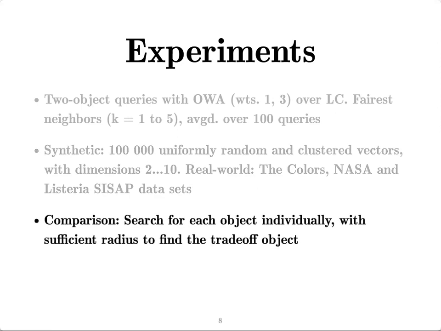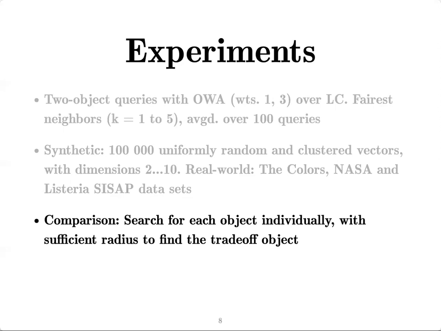As a comparison to our method, we also use a more straightforward method where we search for each object individually with a radius sufficient to find the trade-off object or objects. This is, of course, somewhat artificial because this radius is not known if you haven't already found the trade-off objects. But the result of this is merely that we get conservative estimates of our performance relative to the competition.